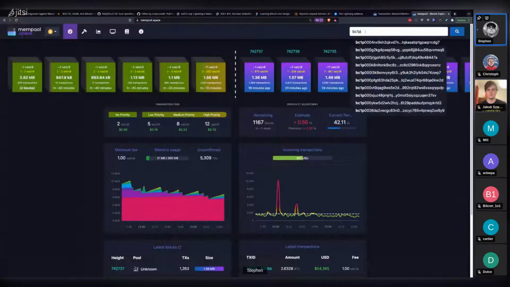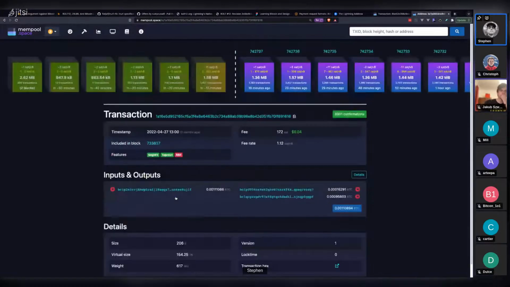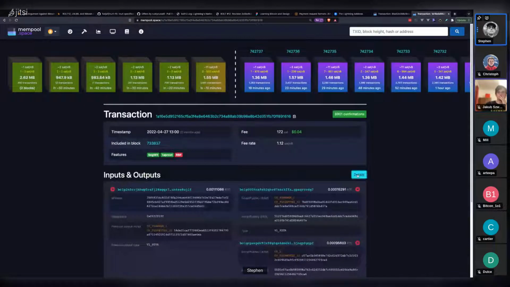Let's say BC1P. That's how you can tell the difference. It's a Taproot address if it begins with BC1P. So I found this one right here. Yeah, it's spending from a single output. Let's take a look at the details, and let's look at the witness. So you see this right here.